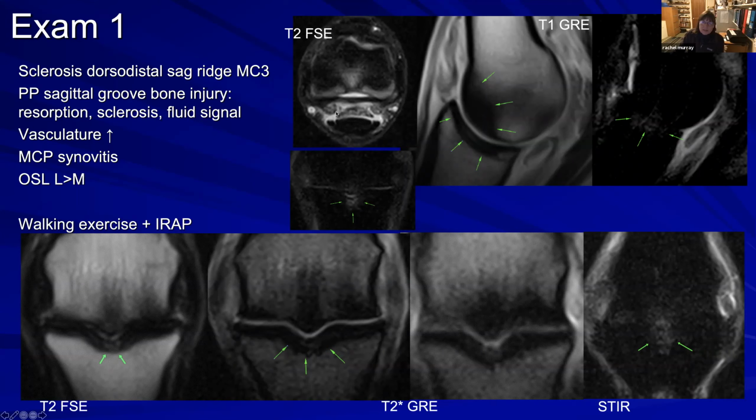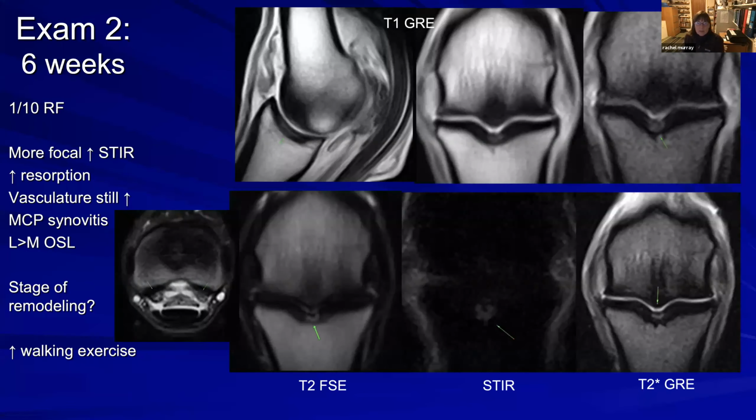In addition to that, I wasn't totally happy with the oblique sesamoidean ligaments, which were asymmetric with a higher signal intensity in the lateral rather than medial. So this horse was on walking exercise, treated with IRAP. It was re-MRI'd 6 weeks later because they're anxious to take this back into competition.